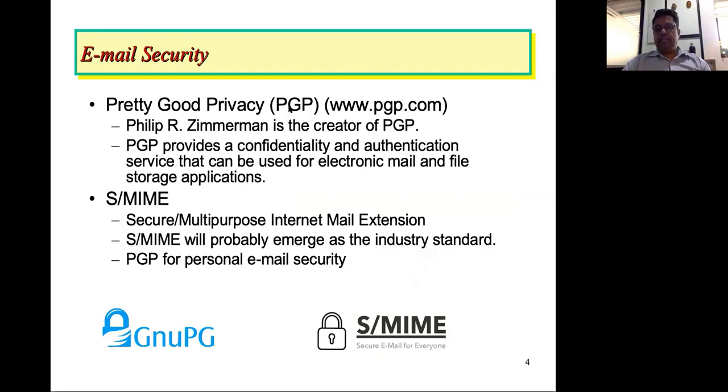SMIME is an international standard which proposes to secure email communication. PGP is used by individual personal users to protect their email communication. PGP can be used by anybody at any time as they wish. But if you want to use SMIME, there are several other conditions, especially we need to have X509 public key certificates, similar to the web.